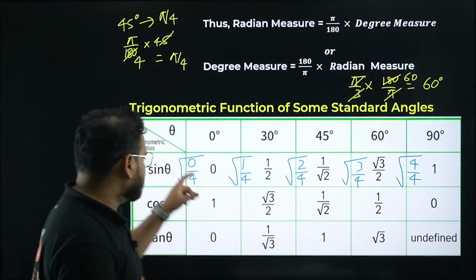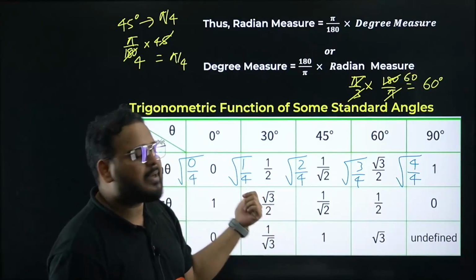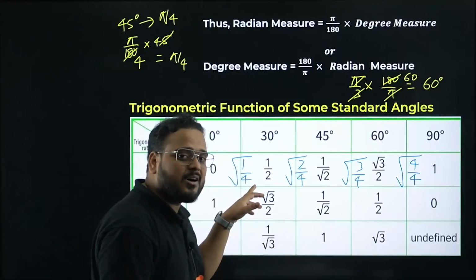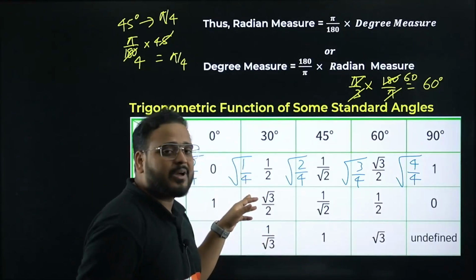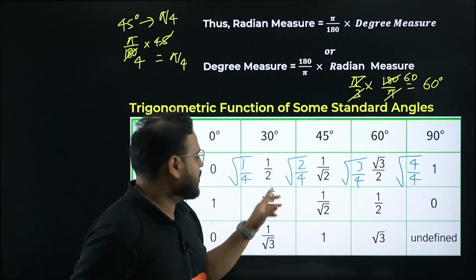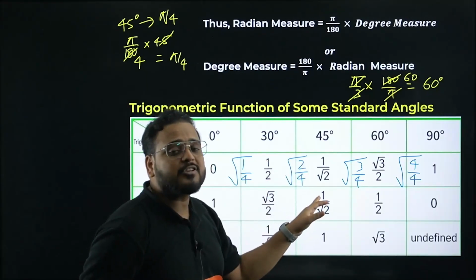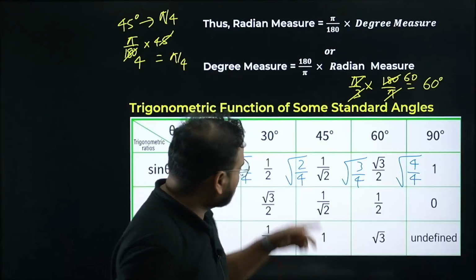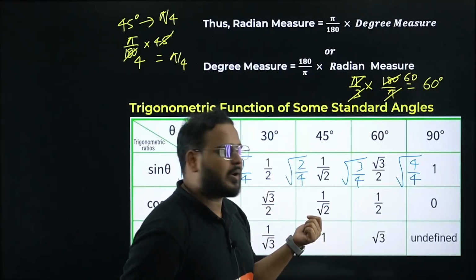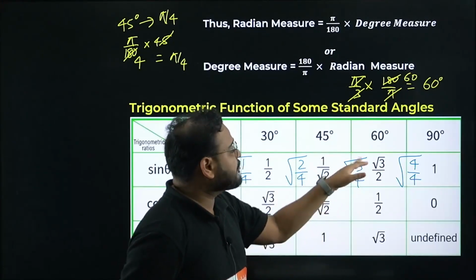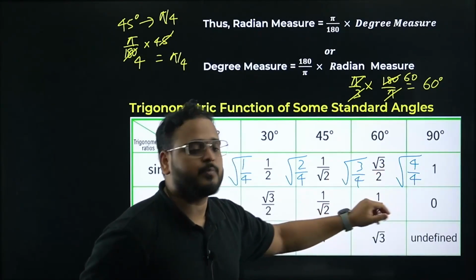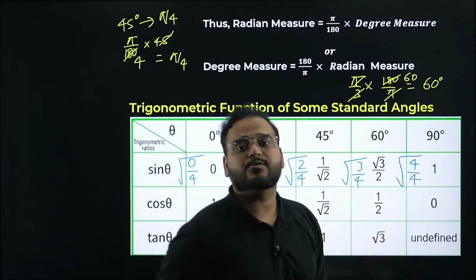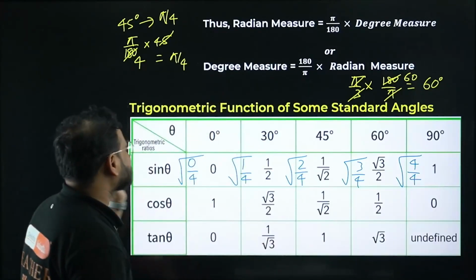When you do that, 0 by 4 is 0, and the root of 0 is 0. 1 by 4 can't be simplified, and its root is 1 by 2. 2 by 4 is 1 by 2, and the root becomes 1 by root 2. 3 by 4: the root of 3 is root 3 and of 4 is 2, so root 3 by 2. 4 by 4 is 1, and the root of that is 1. So that's how you get the sine theta values.